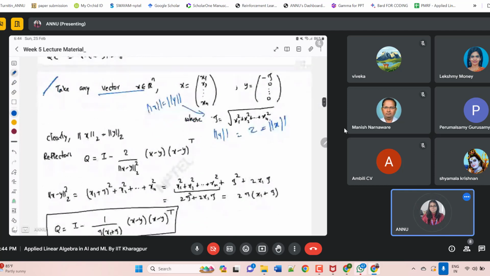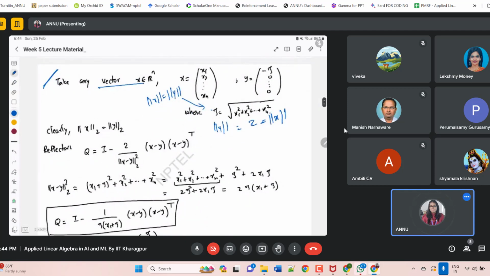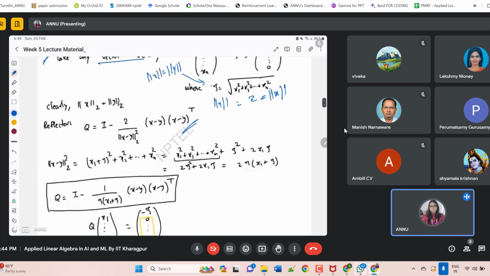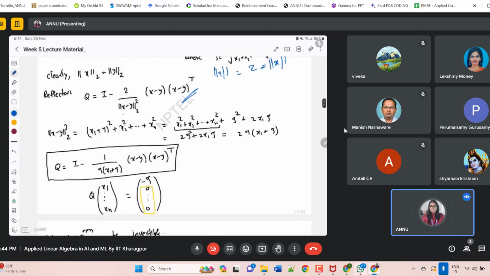Now, we have to see the reflector. This reflector is nothing but this thing. If you find this particular thing, the denominator, this is nothing but 2 tau x1 plus tau. Then choosing this reflector, Q of any vector x1, x2, up to xn, you are getting this particular operation: minus tau, 0, 0, 0, 0.